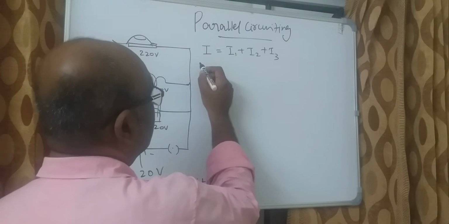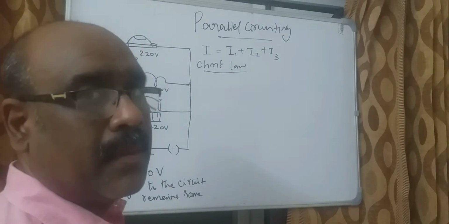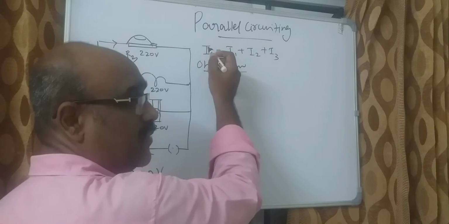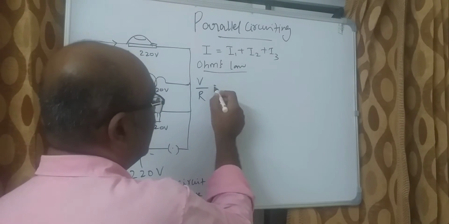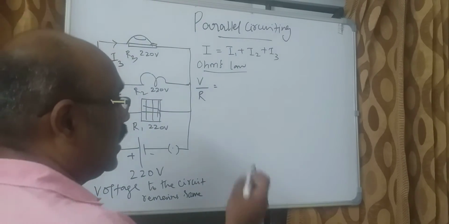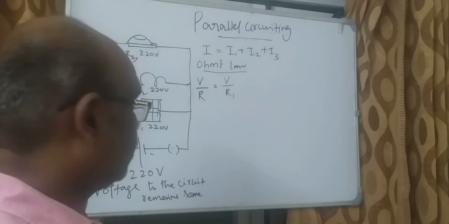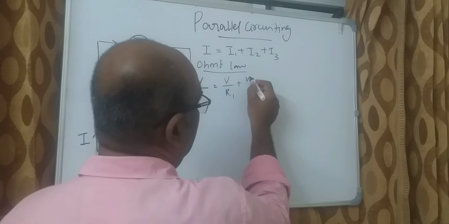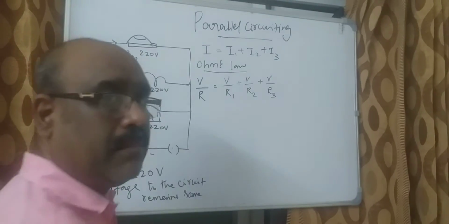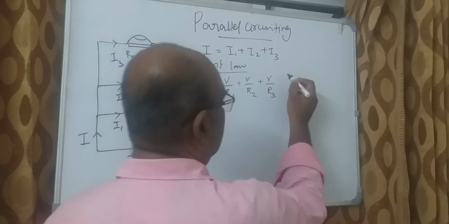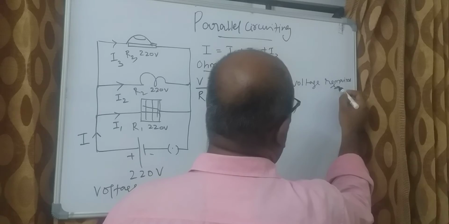We can apply Ohm's law here. Applying Ohm's law, we get the formula V is equal to IR and I is equal to V by R. So instead of I, I am putting V by R, and instead of I1 I am putting V by R1, and for I2 I am putting V by R2, and for I3 I am putting V by R3. The reason is that the voltage remains the same.